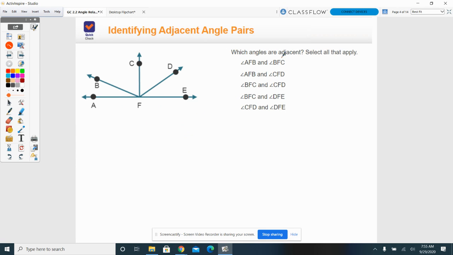So now we're looking for adjacent angles, ones that are right next to each other and they share a side and a vertex. So let's see what we have. AFB, is that adjacent to BFC? Do they share a side and share a vertex? That is a yes. Let's try the next one. How about AFB and CFD? They shared a vertex, but did they share a side? No, those are not adjacent.